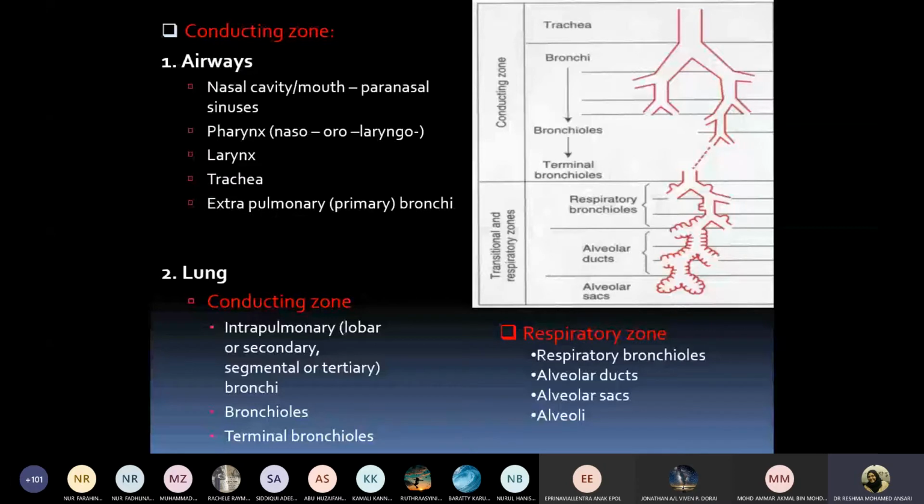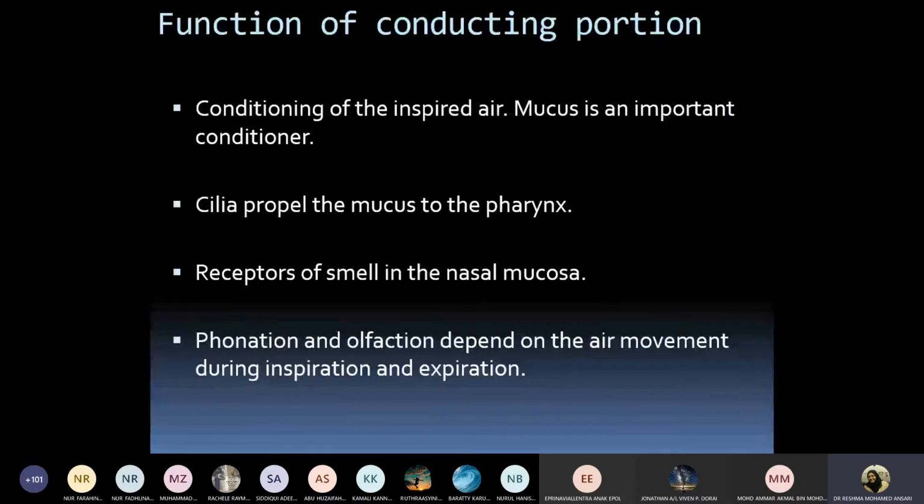So what's the function? First I'm going to the conducting portion. It conditions the inspired air. Mucus is a very important conditioner. Mucus is what we call the whitish secretion that comes from the nose. This mucus is a normal component of our body.